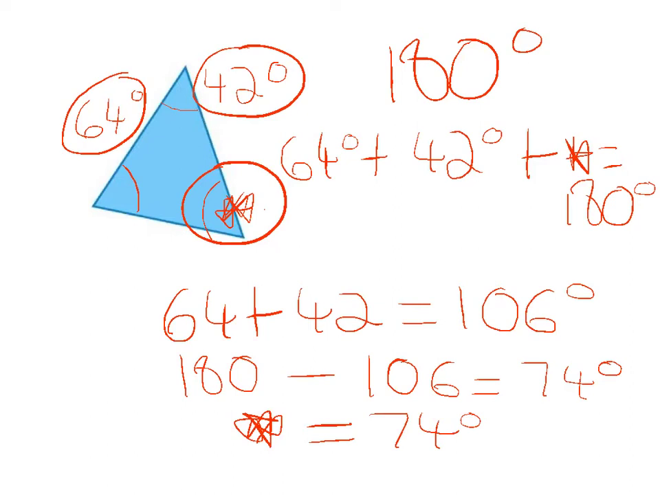Let's quickly go back over what we did here. This is a triangle, so we know that the sum of all the angles inside the triangle is 180 degrees. First we went 64 plus 42 equals 106. We added those two together first so that we could see what the sum of them was. We then took this 106 away from 180, which left us with 74. So this angle here must be 74 degrees.